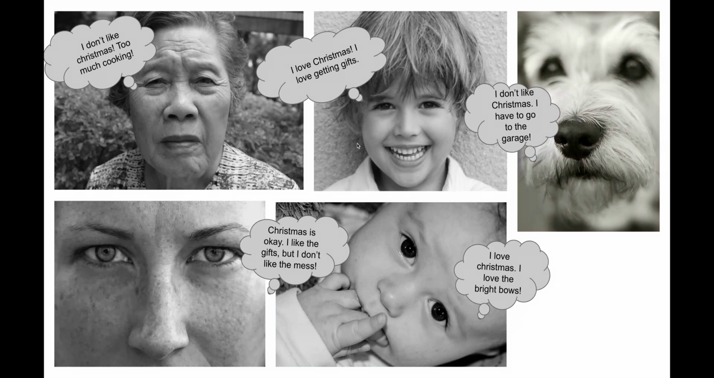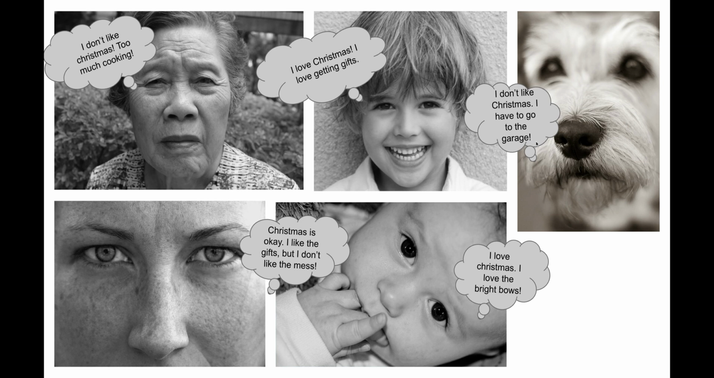Let's look at this little boy. Now, on the external traits, I can see he's smiling, which tells me something about his internal trait. I think he's happy. What do you think? His thoughts are his words: I love Christmas. I love getting gifts. So this boy's point of view or perspective is he loves Christmas. He loves getting the gifts.